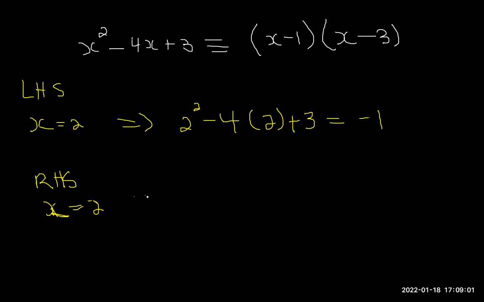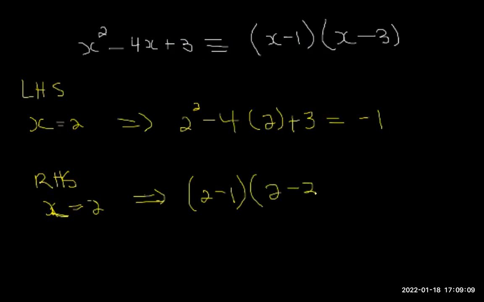So let's see if that's true. This would become 2 minus 1 times 2 minus 3. 2 minus 1 is 1, and 2 minus 3 is minus 1. 1 multiplied by minus 1 is going to give me minus 1. So when x is equal to 2, both of these answers are minus 1.